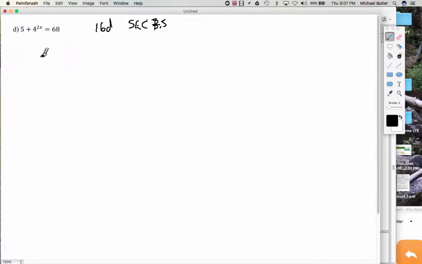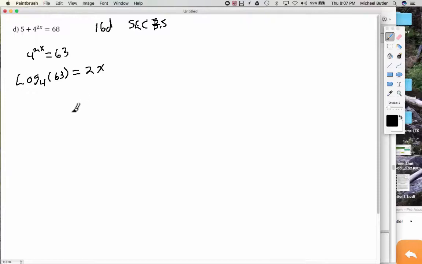Okay, so the idea, and this is very similar to those previous ones on 15 too, is that you've got to get the exponential isolated first. Otherwise, you can't use that definition that we did to get it out of an exponential and into a logarithm. So this is 4 to the 2x is equal to 68 minus 5, which is going to be 63. So all I did there is just subtract 5 from both sides. Yep. Okay, so now I get to use the definition of the logarithm, and that says that the exponent on a base 4 that gets me 63 is equal to 2x. So far, so good?